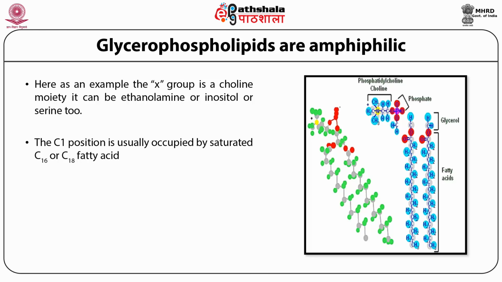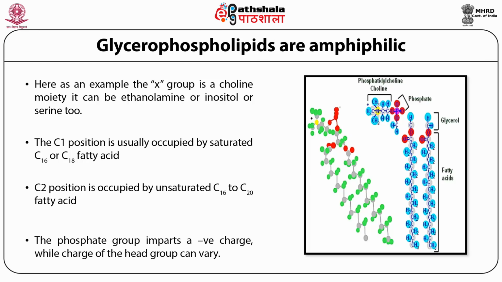This X or the polar head group can be ethanolamine. It can also be an inositol molecule, or it could be a serine molecule. The C1 position of the glycerol backbone is usually occupied by a saturated C16 or C18 fatty acid, while the C2 position is normally occupied by an unsaturated C16 to C20 fatty acid.